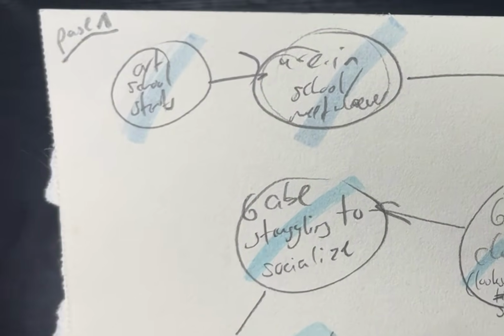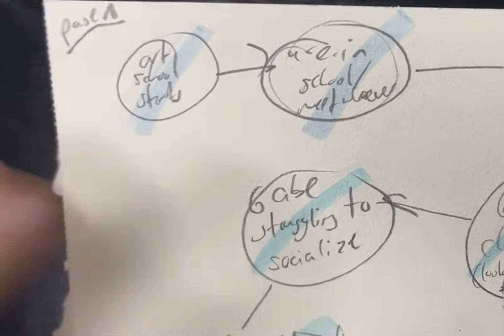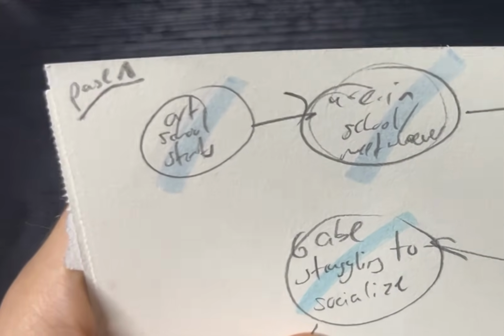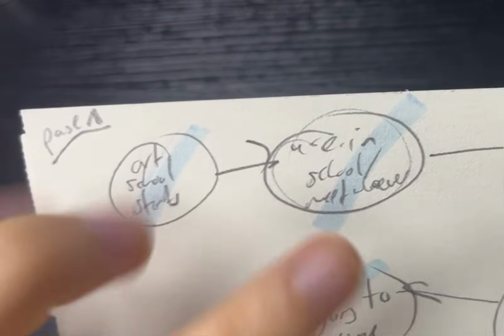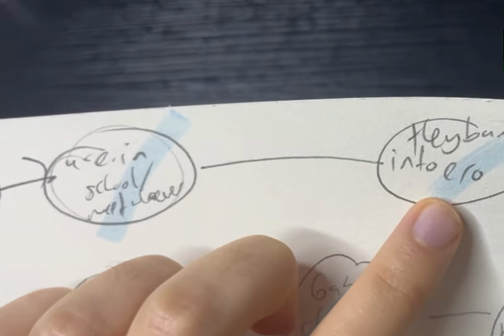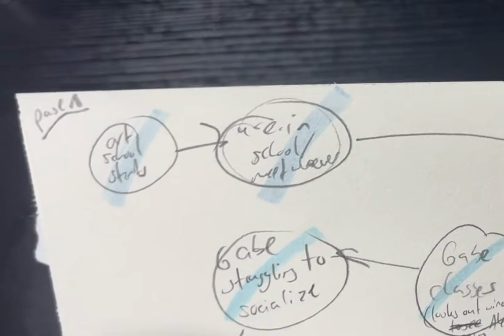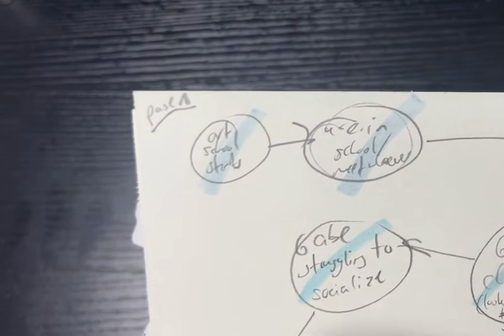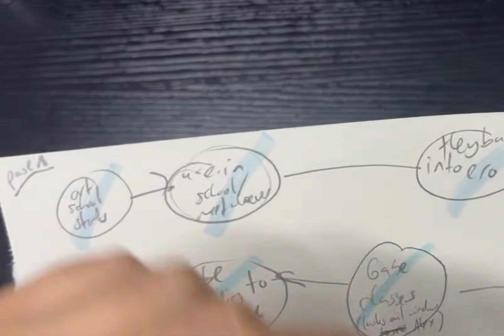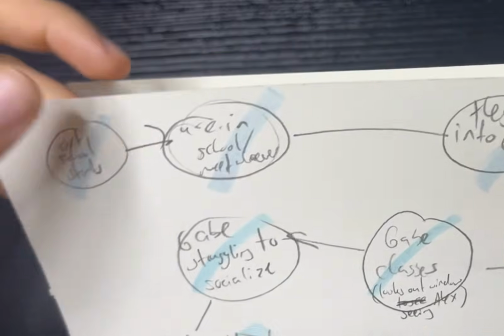Don't judge me on what I've written down here, like Gabe struggling to socialize. Okay? So you have art school starts. They are in school and meet. They bump into each other. This is about Alex and Gabe. So the whole process leading up to episode 6 of them meeting again are these 3 bubbles. So this is kind of the timeline, right?